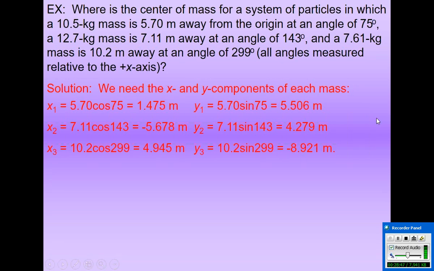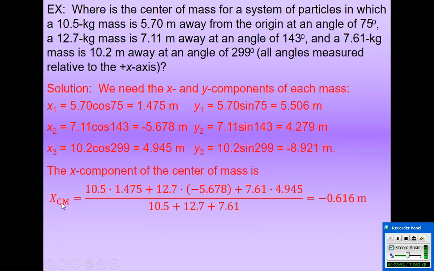Let's find the center of mass, both components of it. The x component, m1 times x1, 10.5 times 1.475, plus m2, 12.7 times x2, negative 5.678, plus m3, which is 7.61 kilograms, times x3, which is 4.945. Don't forget to divide by the sum of just the masses, 10.5 plus 12.7 plus 7.61. And I hope I did this correctly. I got an x component for the center of mass of negative 0.616 meters.